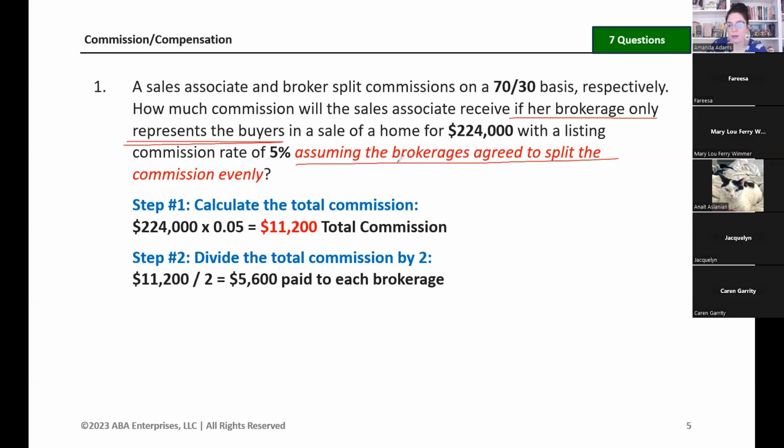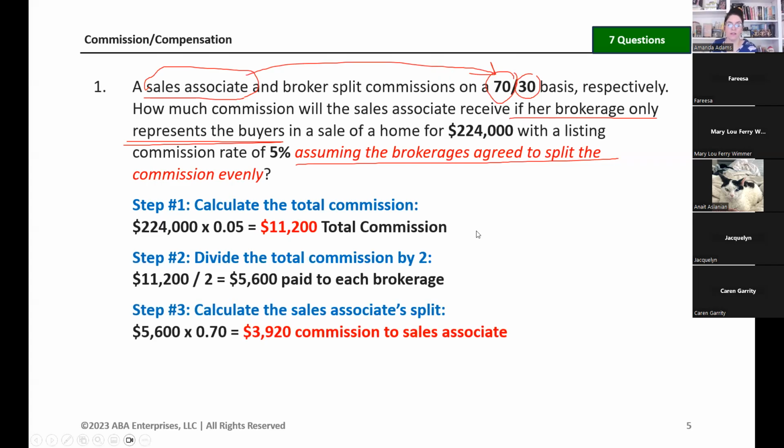And then our salesperson, how much are they getting? Are they getting the 70 or are they getting the 30? They're getting the 70. The salesperson gets the 70. Remember, it's the first word in the sentence. It goes with the first word back here. All right, so 70% of 5,600 is 3,920.